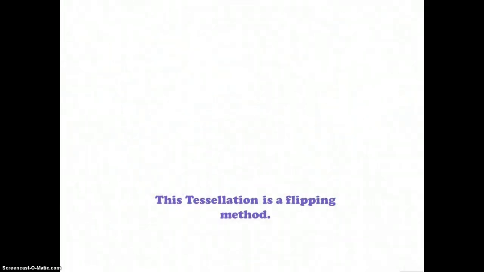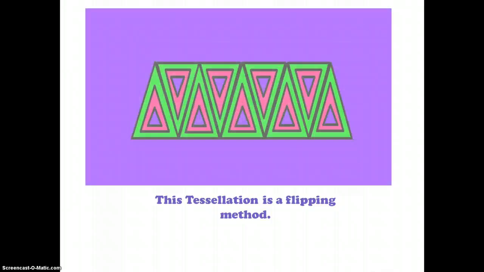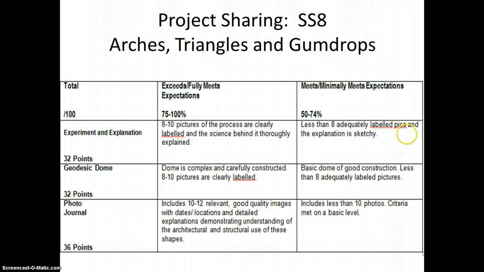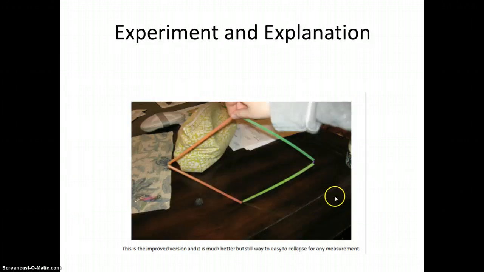And then this tessellation is a flipping method, more simple, but again, the person creating it has used some PowerPoint insertions for her presentation. So arches, triangles, and gumdrops also, you see here that the rubric itself has the photojournal and expectations for what you need to do in the photojournal as well. And that's a third of your mark, the presentation and the photojournal.